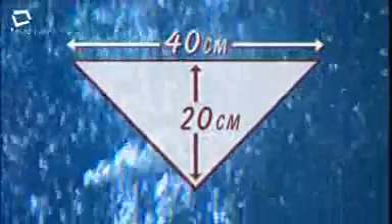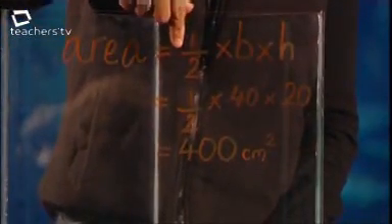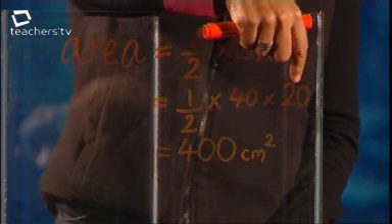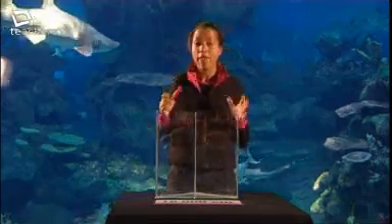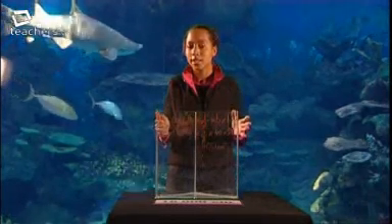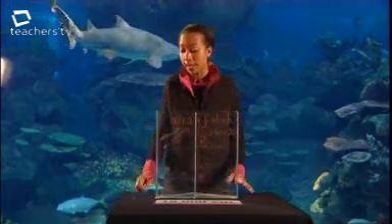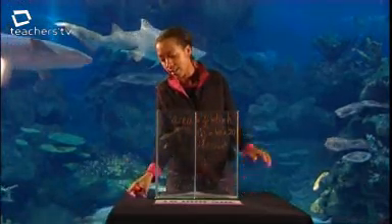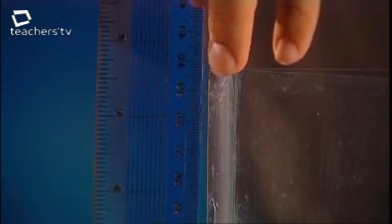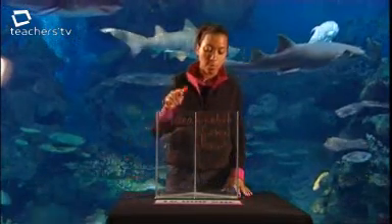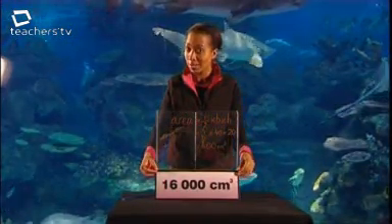Now I can calculate the area. Half the base multiplied by the height is a half multiplied by 40 multiplied by 20, which is 400 squared centimetres. So the area of the cross-section is 400 squared centimetres. To find the volume of the tank, I need to multiply that figure by the length, or in this case, the height of the tank. The height is 40 centimetres, so 400 multiplied by 40 is 16,000 cubic centimetres.